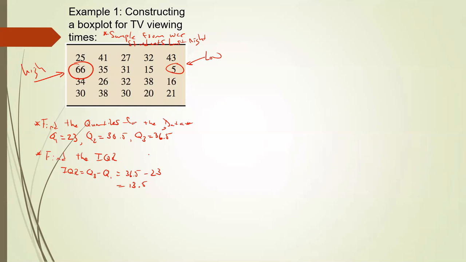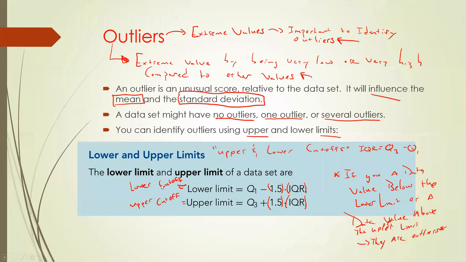13.5. All right, the next thing I want to do is identify any outliers in the data set. Well, hold on. This is why you have to be careful, okay? Right now, maybe we think they're outliers. So what you have to do whenever I say outliers is find these upper and lower limits first, and then I'll show you how to use them.